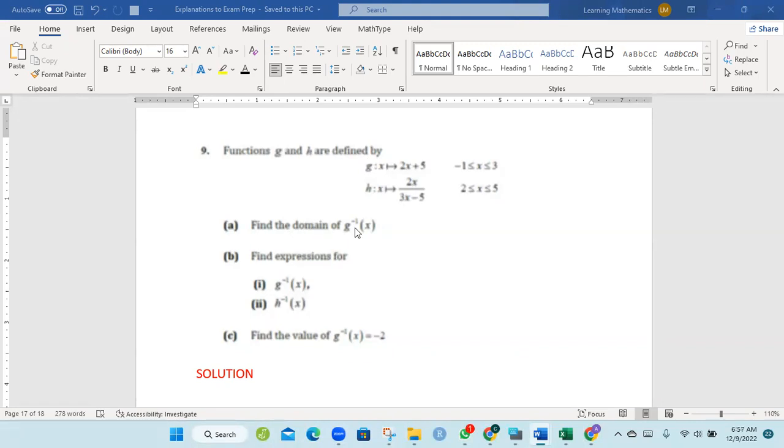Now the rule is that the domain of the function is the range of the inverse, and the range of the function is the domain of the inverse. So if we want to find the domain of the inverse, we have to find the range of the function. And to find the range of the function, we have to substitute -1 into the function, substitute 3 into the function, so that we can get the range of the function. And then the range of the function will be the domain of the inverse. And that's for g.